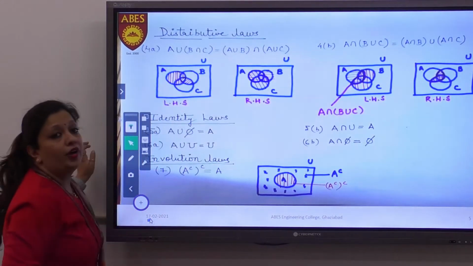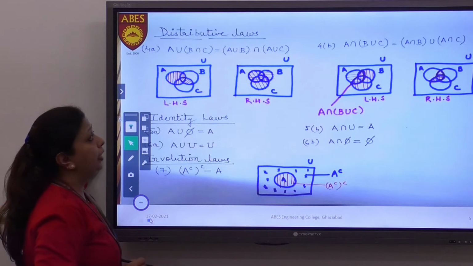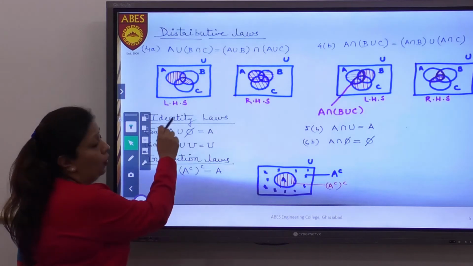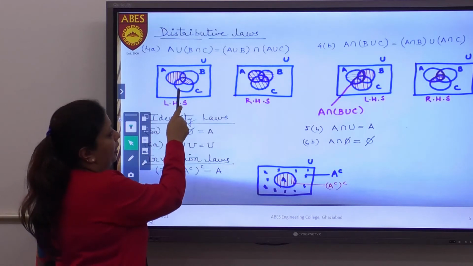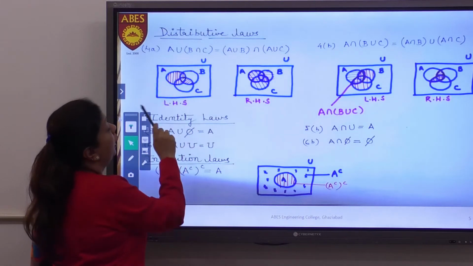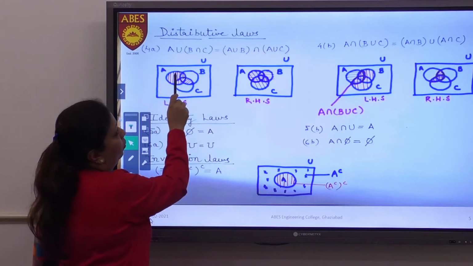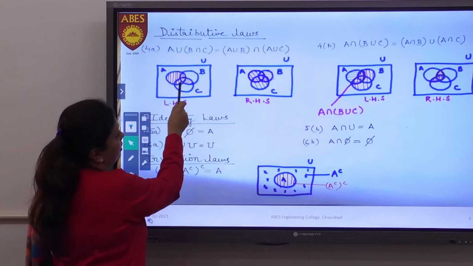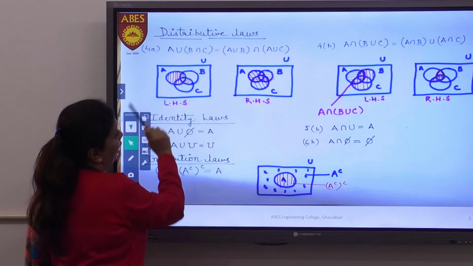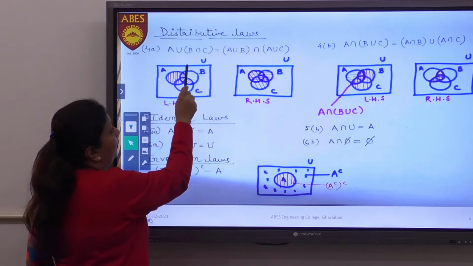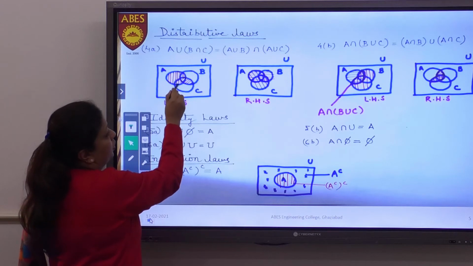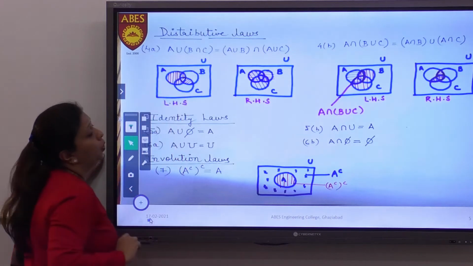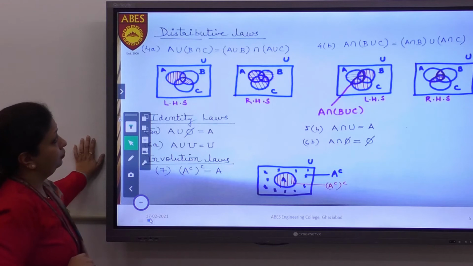Now we have to verify whether this law is applicable for sets. So we have drawn the Venn diagrams. The Venn diagram contains three sets A, B and C. We have shown the regions. First we find out the region for B intersection C. This is the region which has been shaded this way. Then for A union (B intersection C), we have included the set A with this region. So this is the region which is shown on the left hand side.